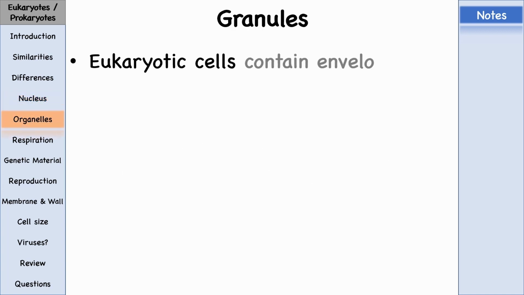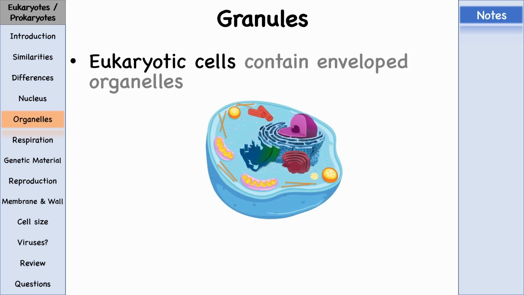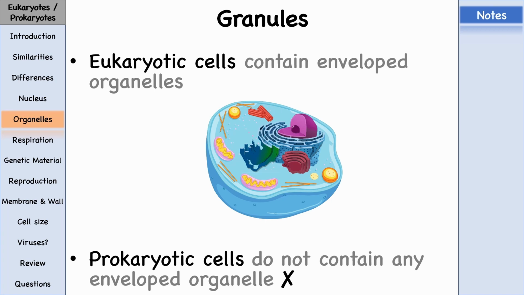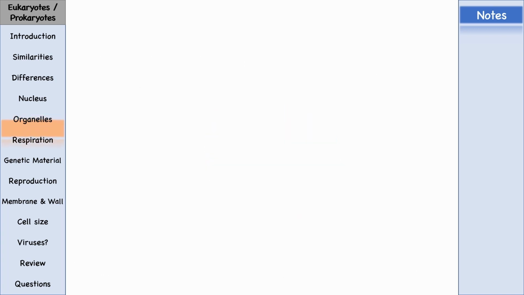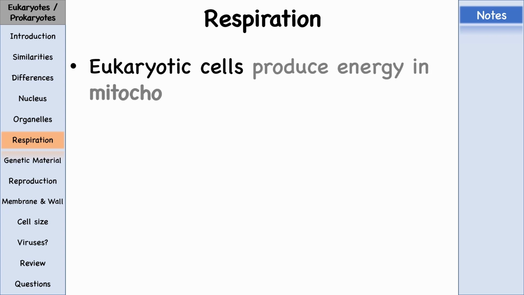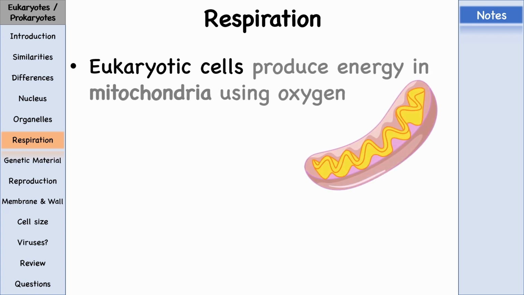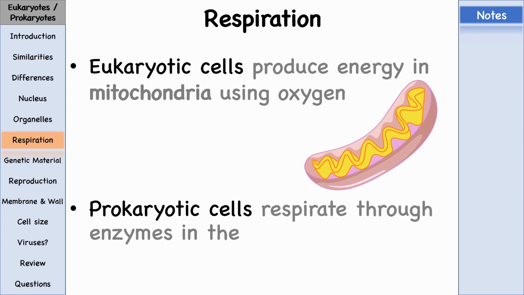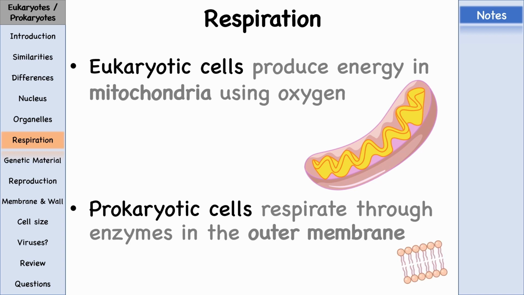Eukaryotic cells contain membrane-enveloped organelles, like endoplasmic reticulum and Golgi apparatus, while prokaryotic cells do not contain any enveloped organelle. Eukaryotic cells use oxygen to produce energy in mitochondria, while in prokaryotic cells there are no mitochondria, so it depends on special enzymes on its membrane responsible for the respiration process.